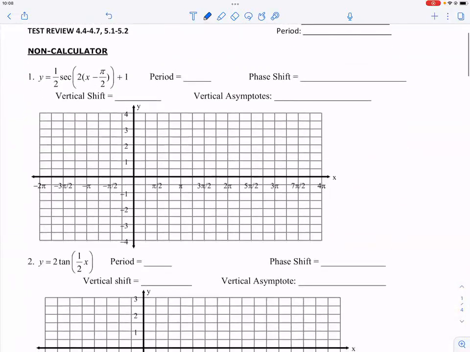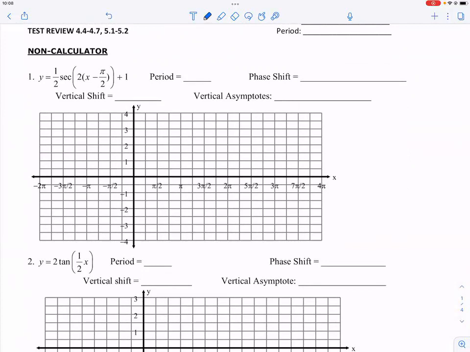Now, take out your review. Okay. I do want to go over a couple of things, especially on the graphing part. Now, for the graphing part, I want you to do something for me and for yourself.